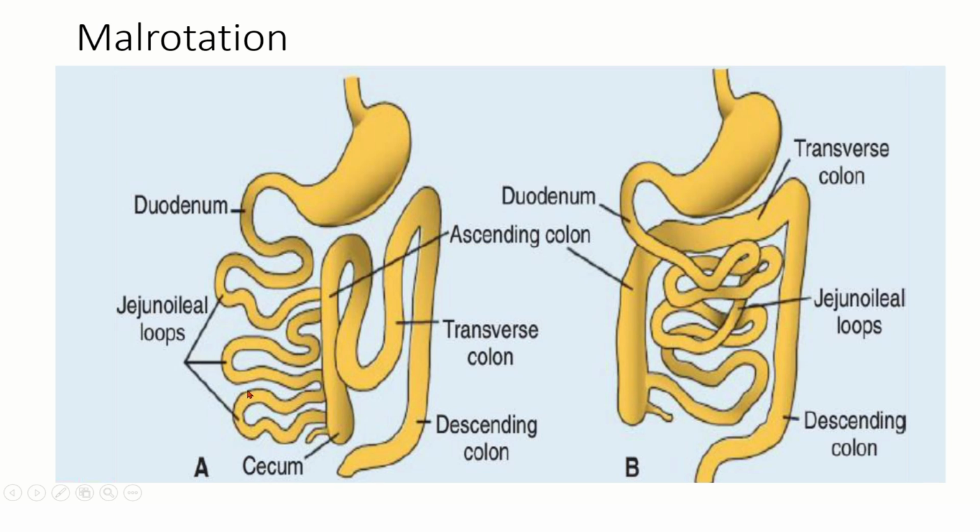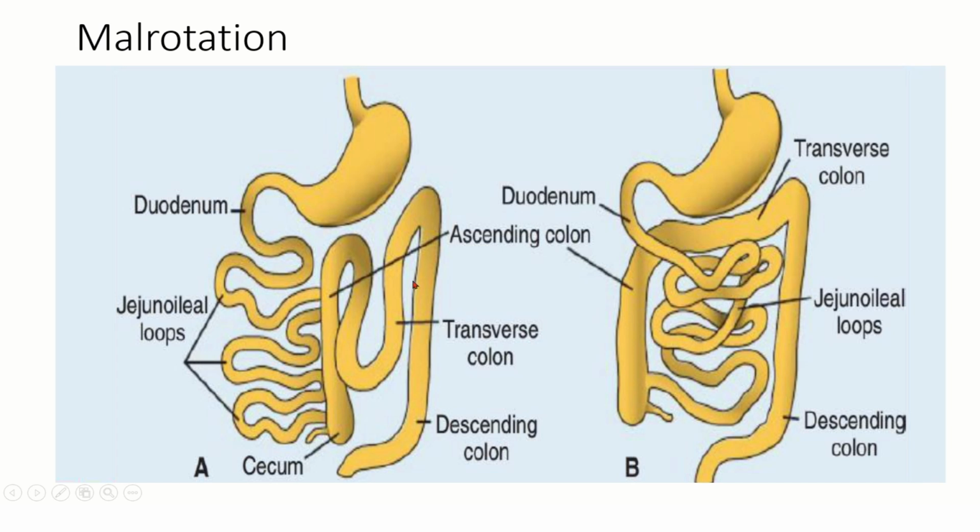So then the jejunal loops will become on the right side, and the cecum and large intestine will become on the left side. And if there is initial 90 degrees reverse rotation, you can clearly see here the transverse colon, which was supposed to be anterior to duodenum, has become posterior and duodenum becomes anterior. So this is because of reverse first 90 degrees rotation.